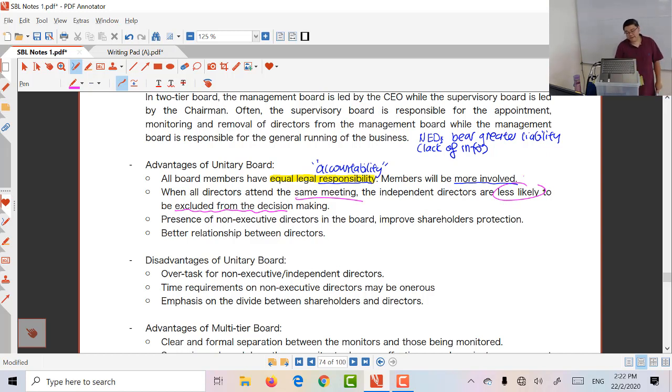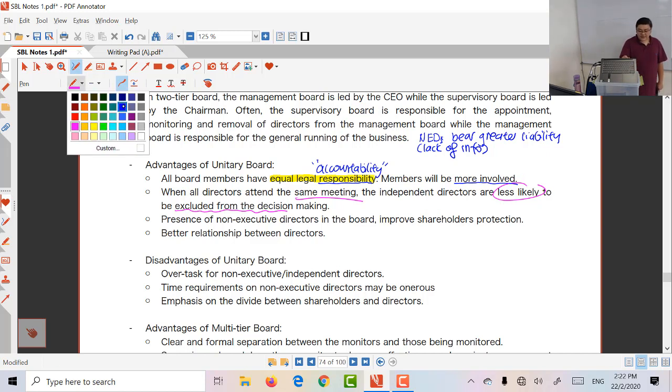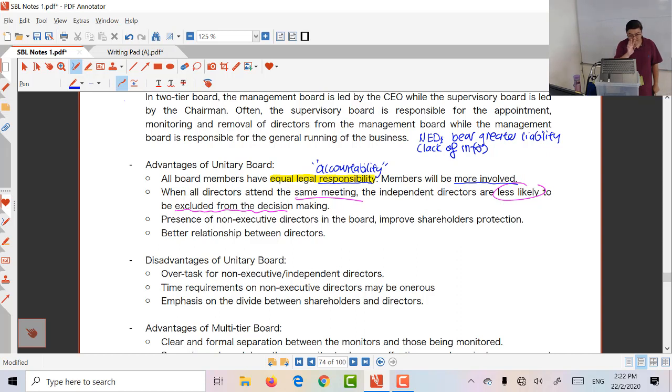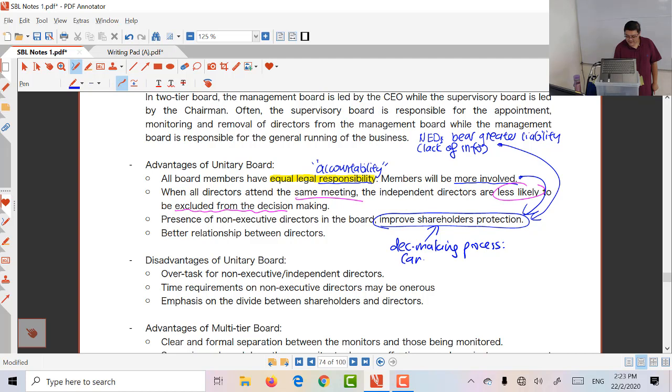Okay, now, we also believe that the presence of non-executive directors can improve shareholders' protection, which can come from many aspects. Now, one aspect of improved shareholders' protection is basically a magnification of what we just said up there. All right, now, the other aspect of protection is the decision-making process, that you expect they are more carefully evaluated, more carefully considered.